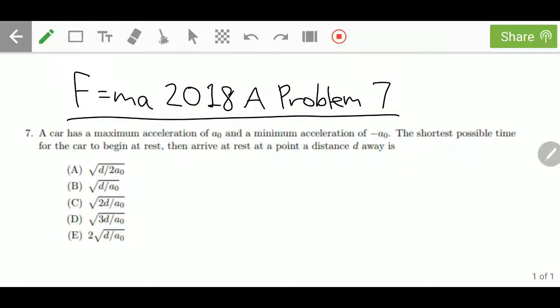Hello. In this video, I'm going to be explaining problem 7 from the 2018 F equals ma contest A. In this problem, we have a car that has a maximum acceleration of a naught and a minimum acceleration of negative a naught, and it asks for the shortest possible time for the car to begin at rest and then arrive at rest at a point a distance d away.